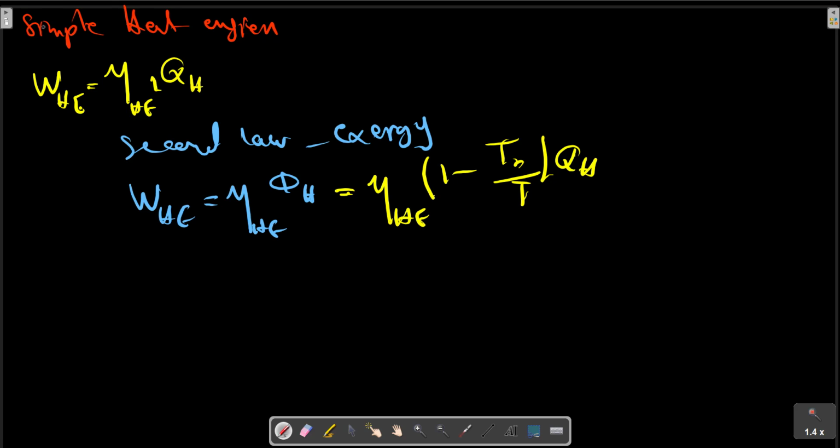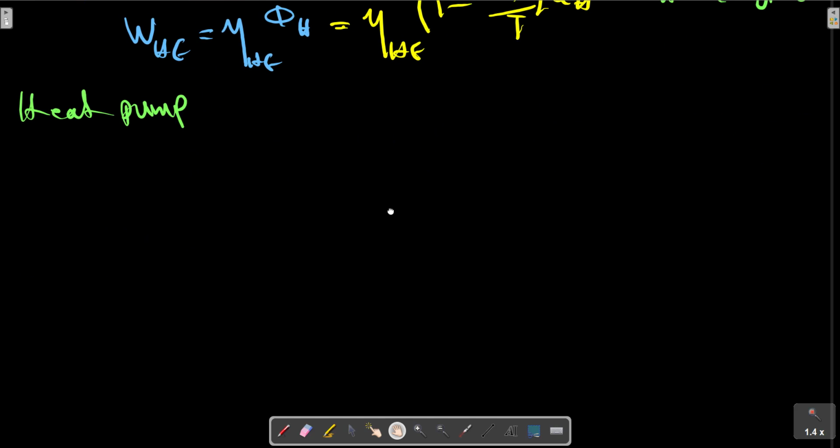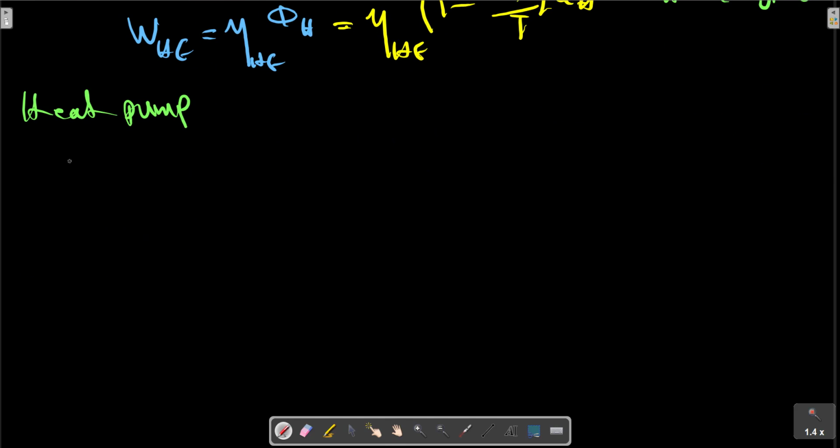A second law efficiency for a heat pump would be the ratio of exergy gained. For the heat engine, and for the heat pump, we have a second law. We have COP for the heat pump, which was Q_H, for example, on W of the heat pump.